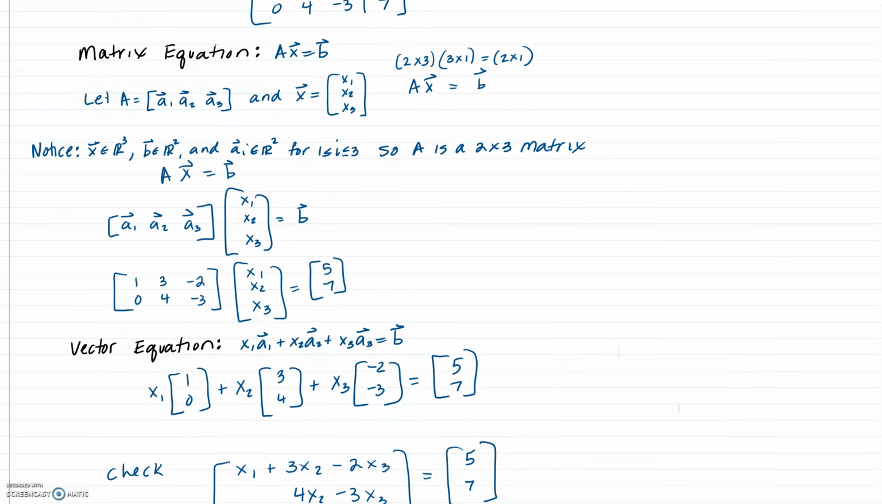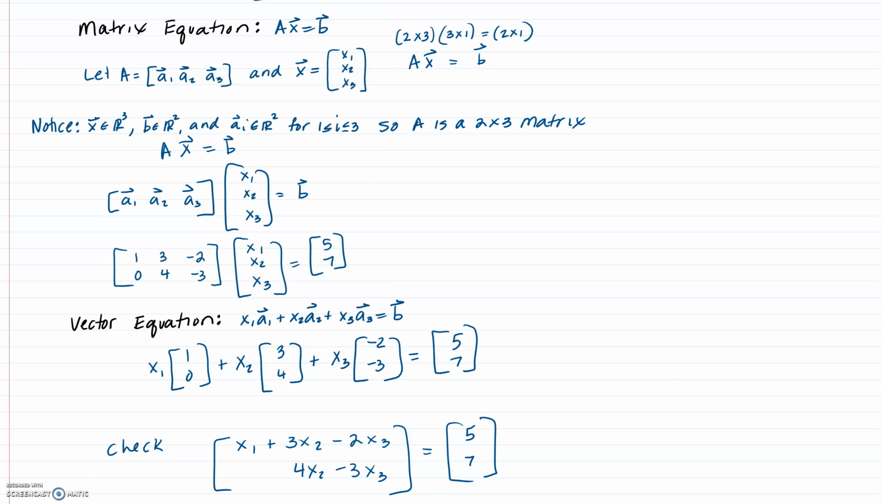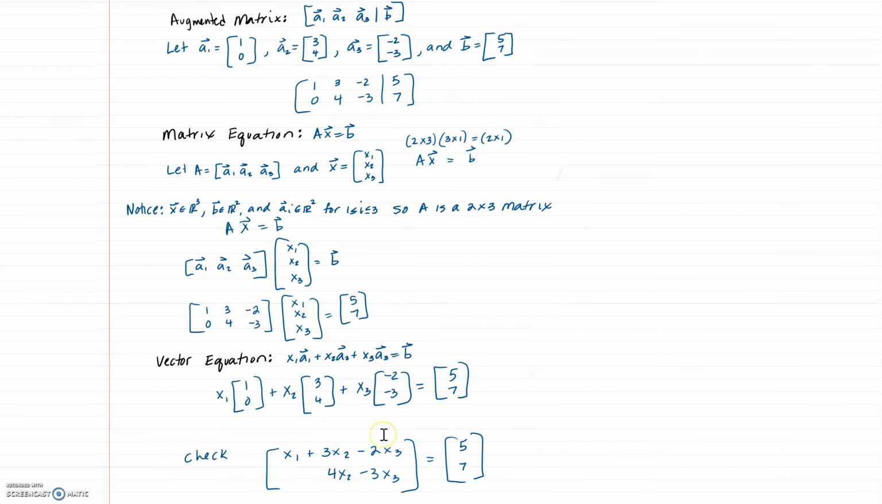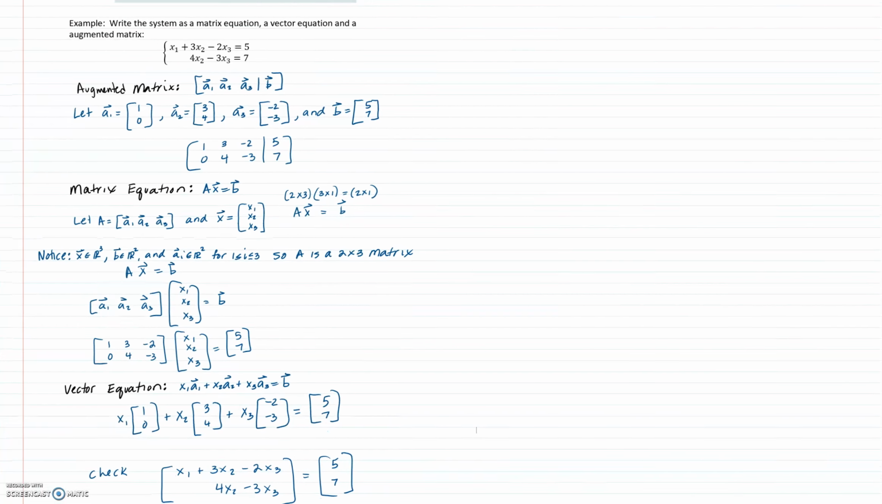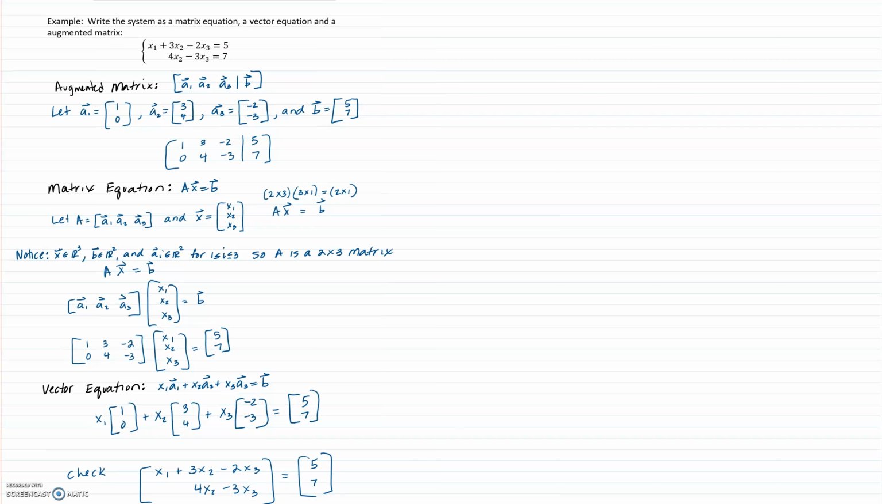And if we do a check, multiply that through: X1 plus 3X2 minus 2X3 equals 5, and then the second row there is 4X2 minus 3X3 equals 7, we get our original system. We've done a full circle. So again, let's make that small again so we can see that was indeed our system of equations. So that is the whole problem for that example.